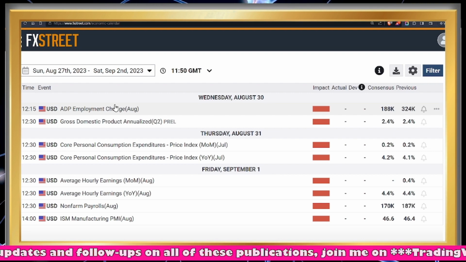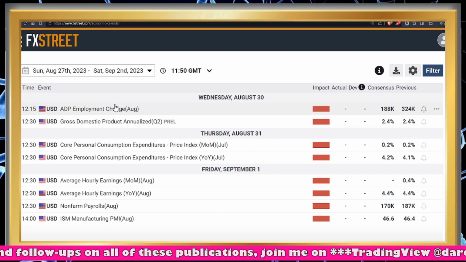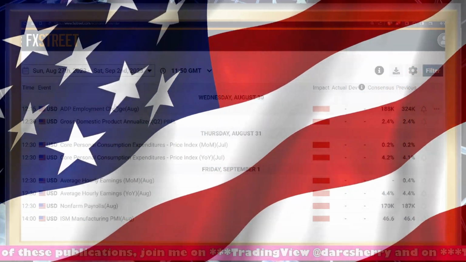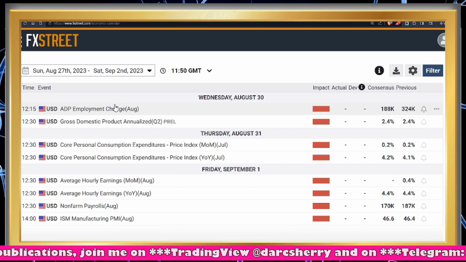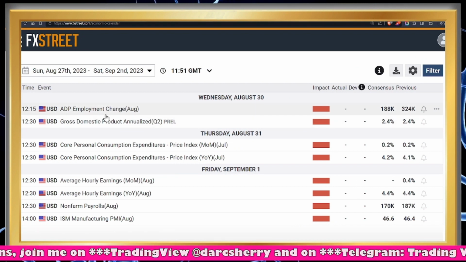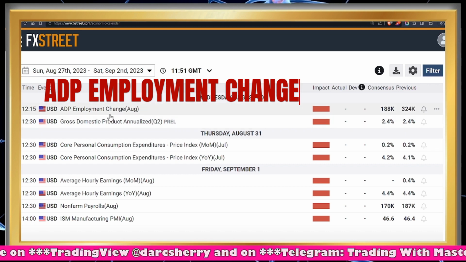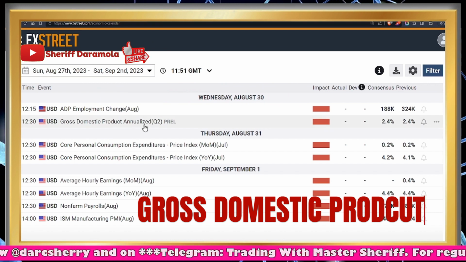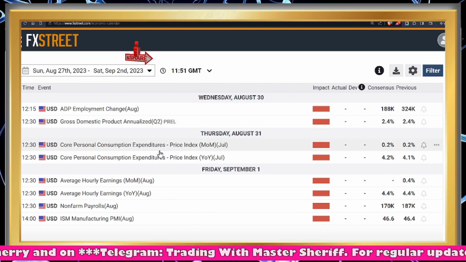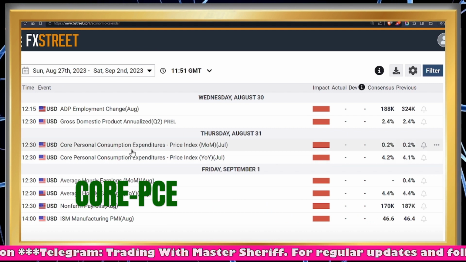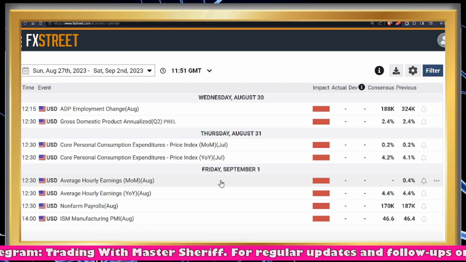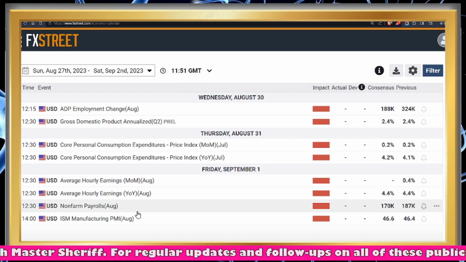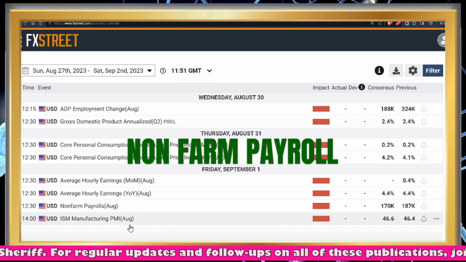And right here on the economic calendar, I was able to pull out a handful of high impact events, which of course is only coming in from the United States economic docket. Now, the first high impact event for the coming week is on Wednesday, August 30th, and that is the ADP employment change. Then on that same day, we have the gross domestic product analyzed for quarter 2. Then on Thursday, August 31, we have the core personal consumer expenditure. And on Friday, we have the average hourly earnings and the non-farm payroll, and of course the ISM manufacturing PMI.